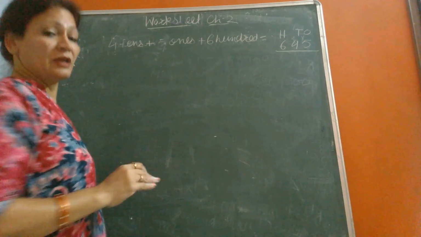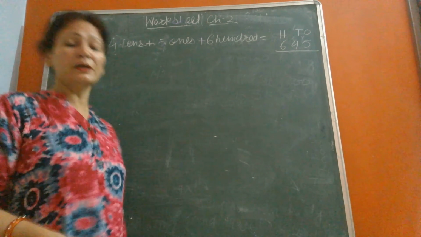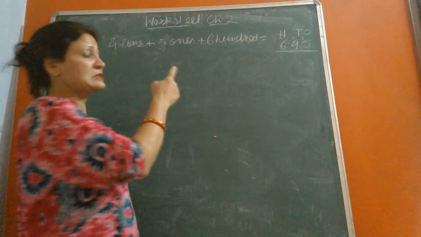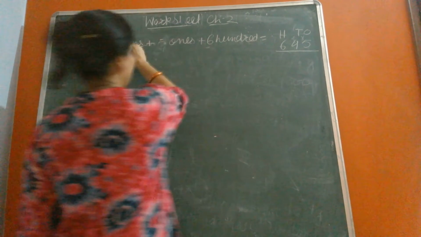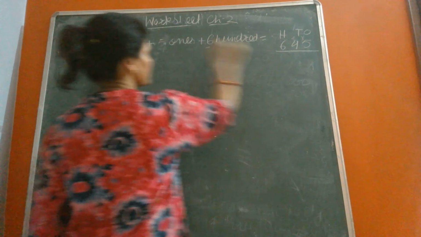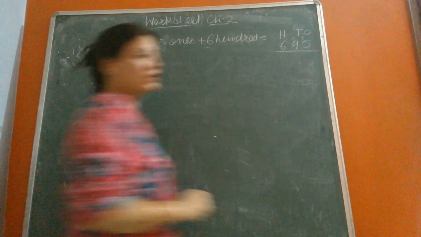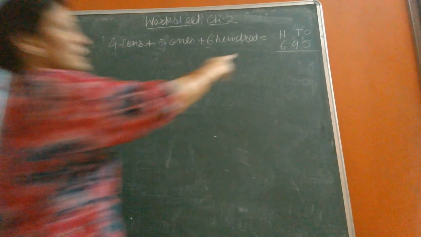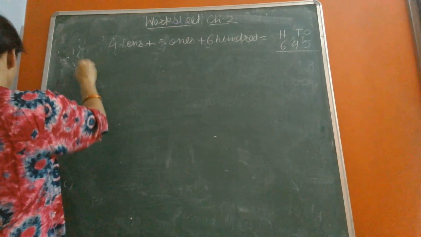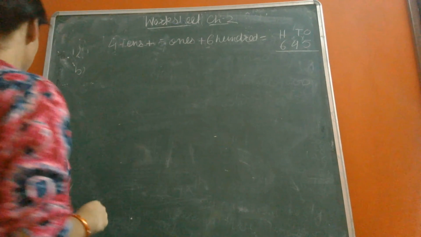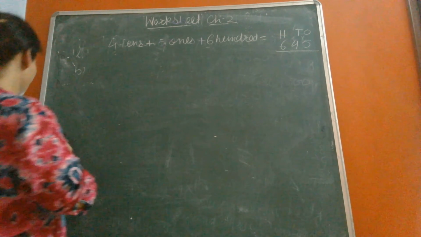I am repeating again, 4 tens, 5 ones and 600. First we will put the places according to the given numbers: ones, tens and hundreds. There is 6 in hundreds, 4 in tens and 5 in ones. So our answer is 645.